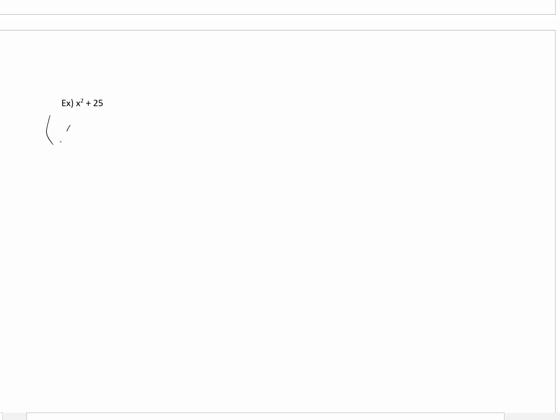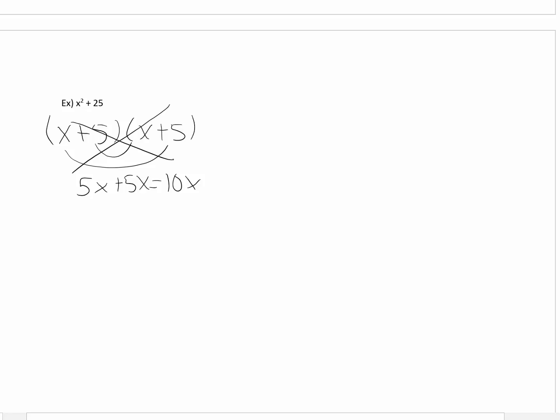Does that mean it's still factorable? Well, let's try some things. We know that positive 5 times a positive 5 is a positive 25. We better check this by foiling, right? So that is 5x plus 5x. That's 10x. That's not what we have there. So we know x plus 5 times x plus 5 is not the way to factor it.